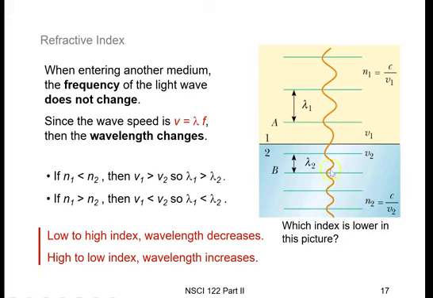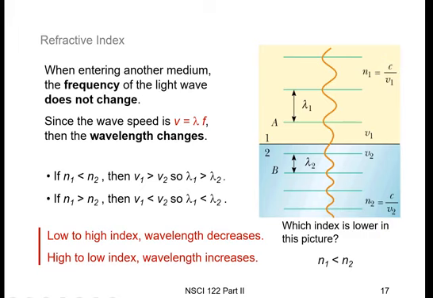Well, look, the wavelength is decreasing. So that must mean the light is going low to high index, because the wavelength is getting shorter. So if it's going low to high index, that means n1 has got to be lower than n2. So n1 is less than n2. Yep, and the lower index is the one for material 1 in the picture.